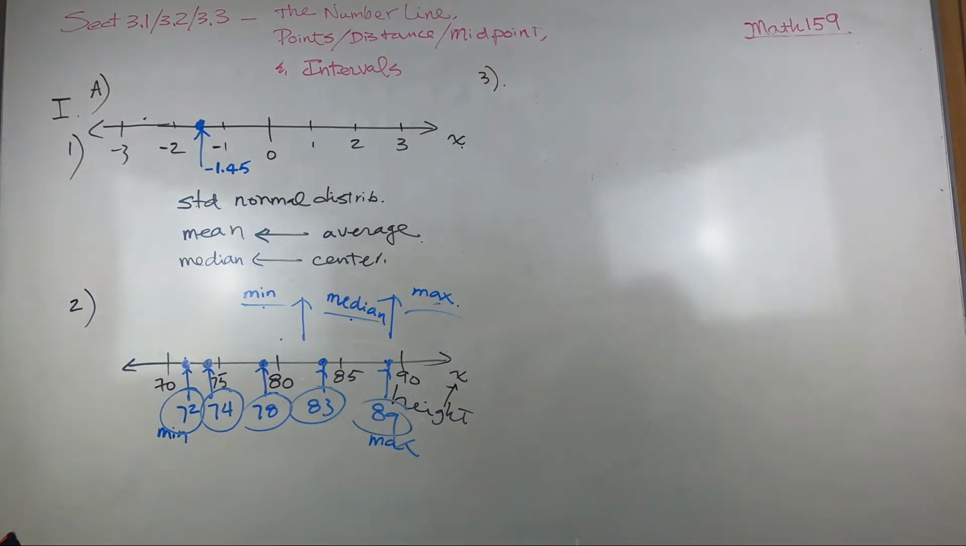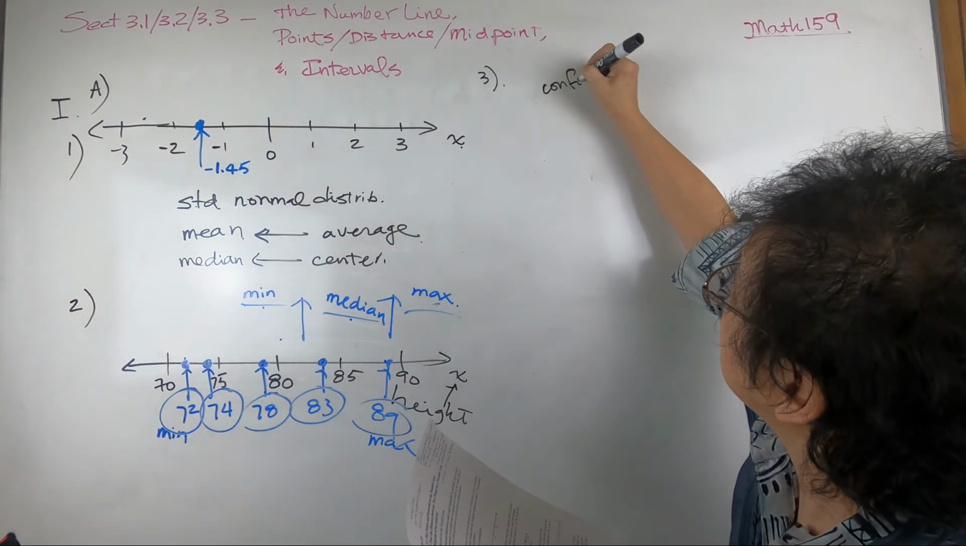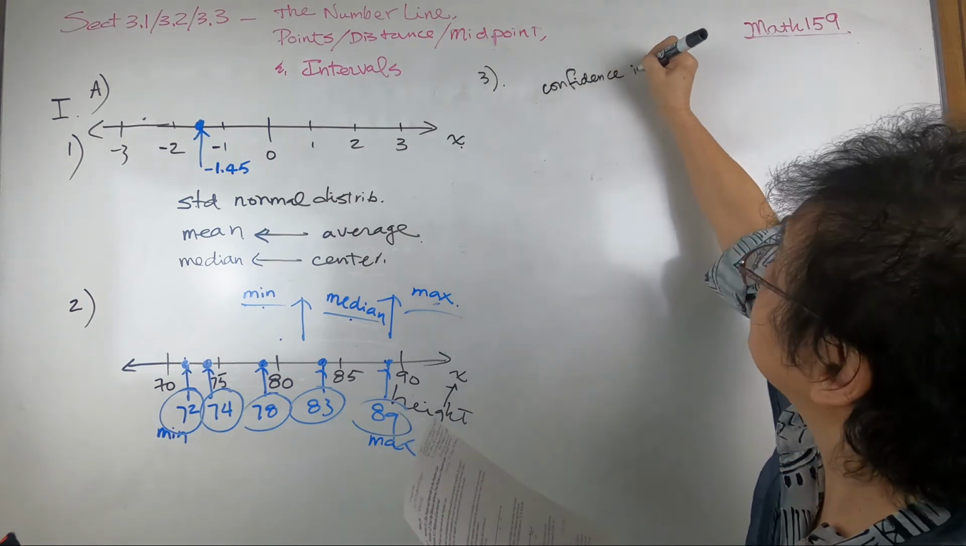So look at the third one. Let's read the question first. A 95% confidence interval for the proportion of Americans who work on the weekends is found to be 0.24 to 0.32, with the center at 0.28. Use a number line to display this information. So you start to learn something called confidence interval.